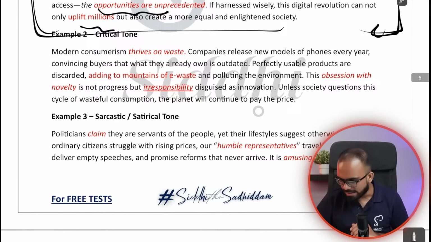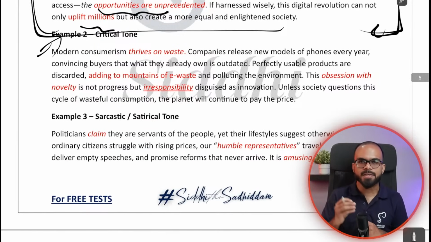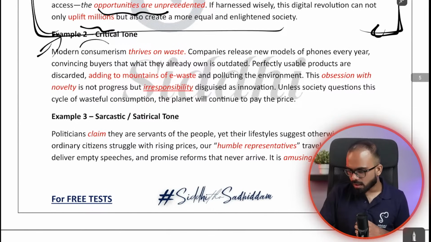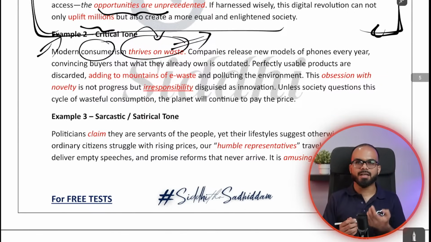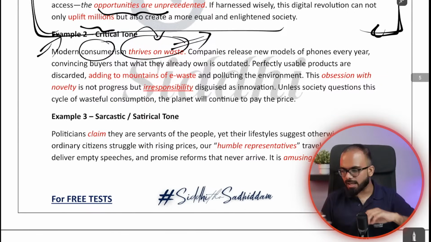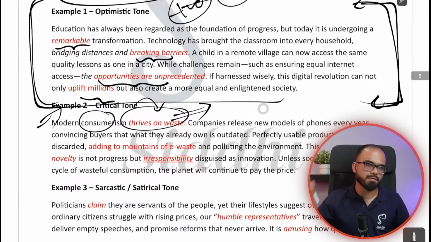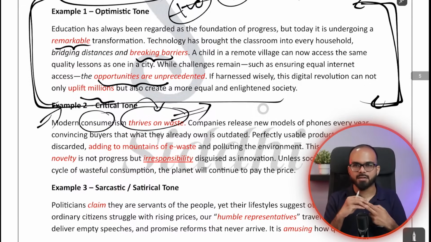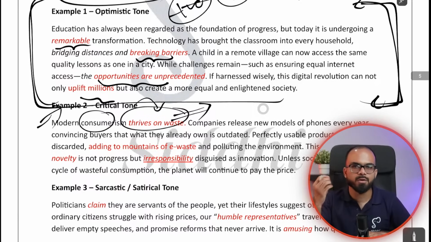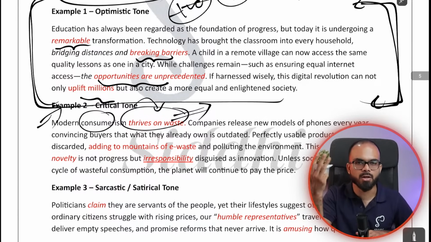positivity. Next is the critical tone. In critical tone, there are a lot of negatives and a lot of complaints involved. For example, consumerism thrives on waste. Why can't this be analytical? See, the analytical topic is completely different; the tone is different. Analytical is a style of RC. Informative, analytical, these are styles of RC. But I am talking about the tone of the author. The author can have a positive tone, negative tone, satirical tone, or a neutral tone. So I am trying to explain to you the tones of the RC.